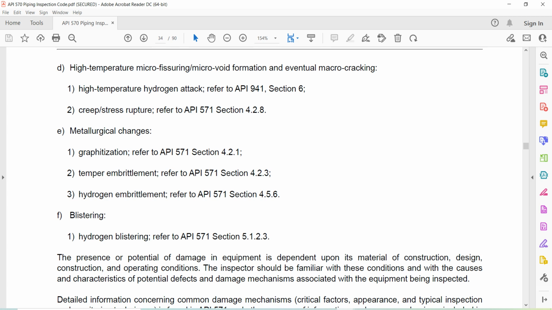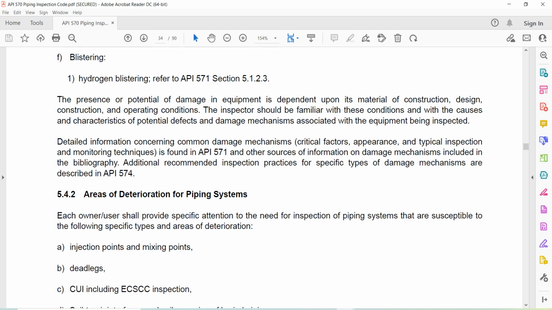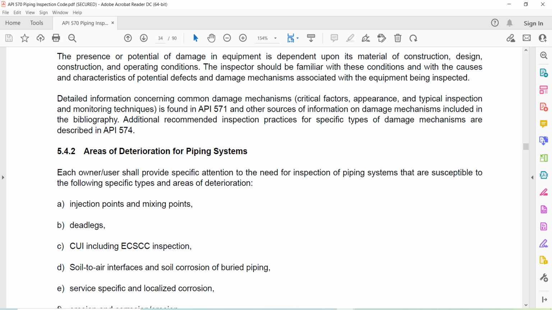Metallurgical changes: graphitization, temper embrittlement, hydrogen embrittlement, and then there's blistering, which is hydrogen blistering. The presence or potential of damage in equipment is dependent upon its material of construction, design, construction, and operating conditions. The inspector should be familiar with these conditions, with the causes and characteristics of potential defects and damage mechanisms associated with the equipment being inspected.